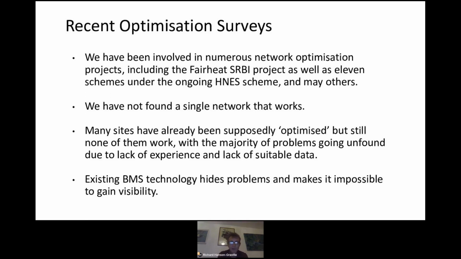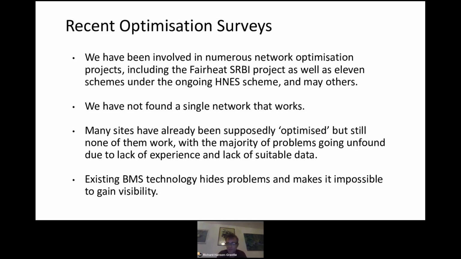Recent optimization survey. So we've been involved in network optimization projects for a number of years. Going back to the Fair Heat SRBI project, we did the optimization on that. We're doing 11 of the current H&S schemes, and we've done many others. We're often called in to fault find what's going on with systems. To be honest, the optimization scheme ones we generally get called in to look at don't work to start with. But we've never found a single network really that works properly, running at 30 returns. We've got a few over the line ourselves with clients, but you walk into a heat network out there, you can guarantee there's loads wrong with it. I think the results of these optimization schemes will prove that beyond shadow of a doubt.